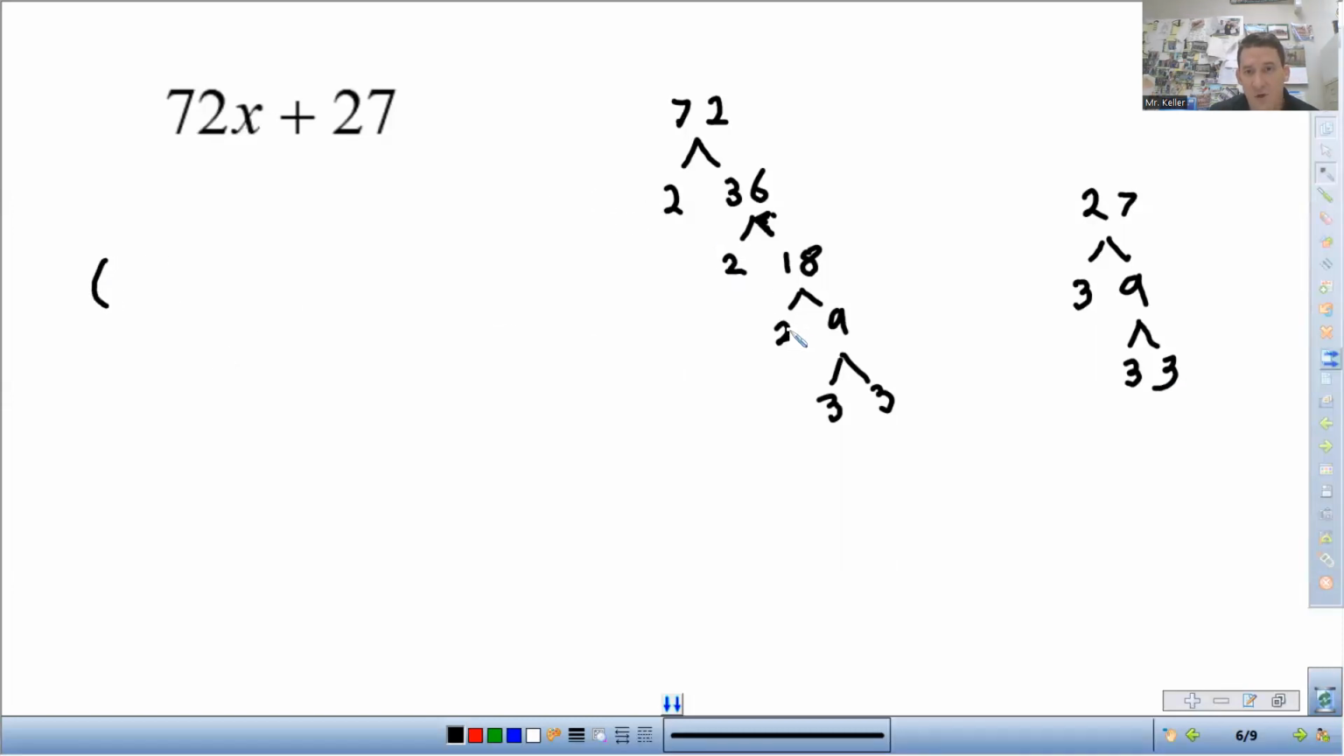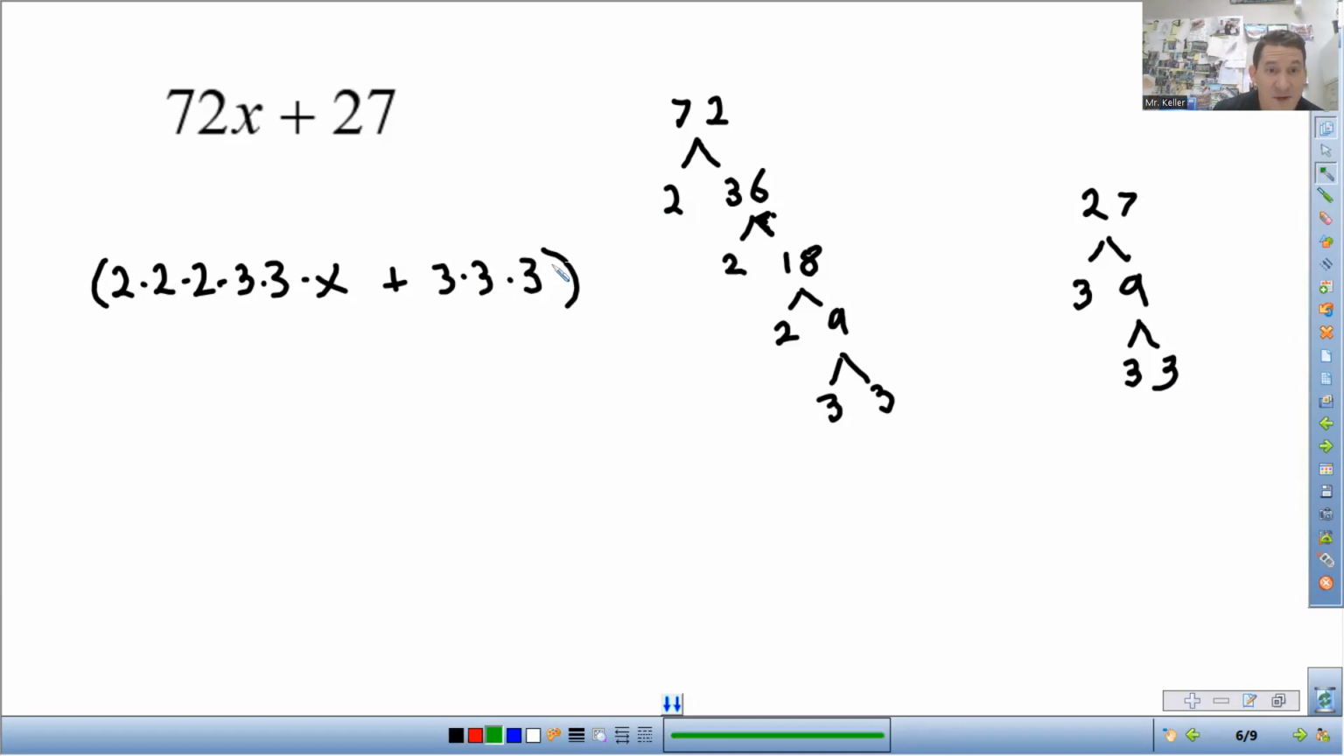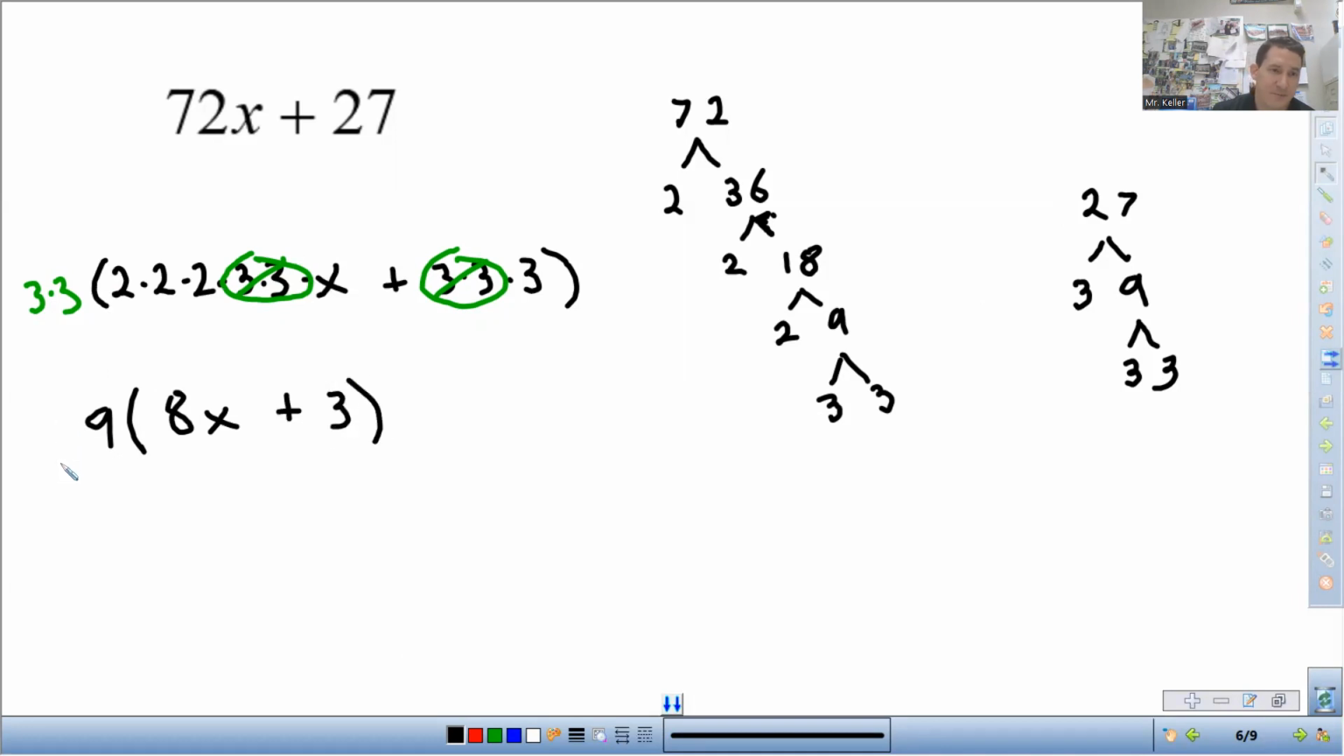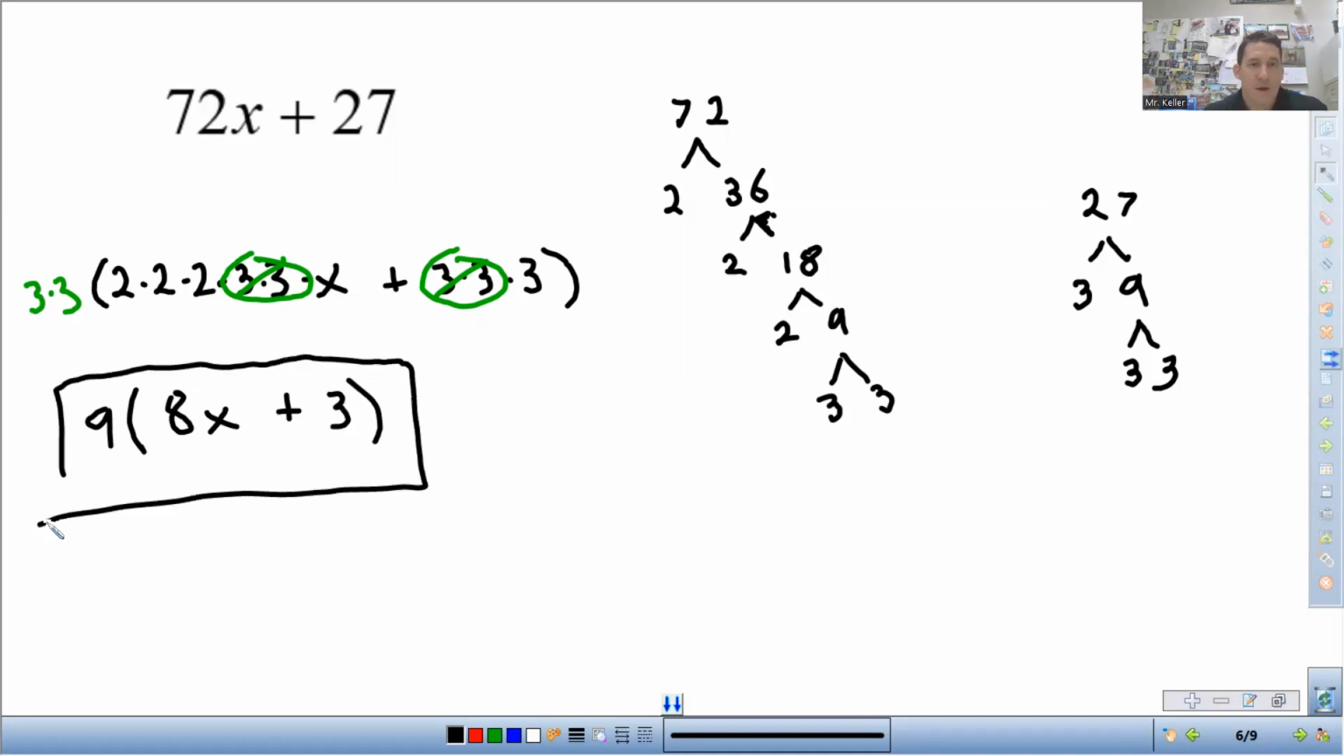Multiply out. So I have 1, 2, 3 2s, 2 3s for the 72. So 2 times 2 times 2 times 3 times 3 times x. Don't forget the x in there. And then 27 is 3 3s. And then I'm going to look at what they have in common. And I'm going to kind of do a shortcut here. This one doesn't have any 2s, so I can ignore the 2s. It has 2 3s. So they have 2 3s in common. So I'm going to take out 2 3s. Multiply that out. 3 times 3 is 9. 2 times 2 times 2 is 8. And I have an x plus 3. So there we go.